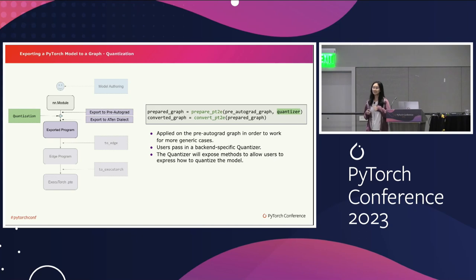So the quantizer is something that is backend specific, implemented, and it tells users what is able to be quantized on a specific backend and how to quantize those. And it also exposes methods to allow users to express how they want to quantize this model. If you are a backend and you want to learn how to implement this quantizer, you can listen to the following talk.